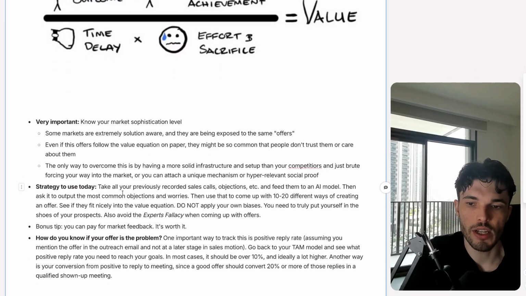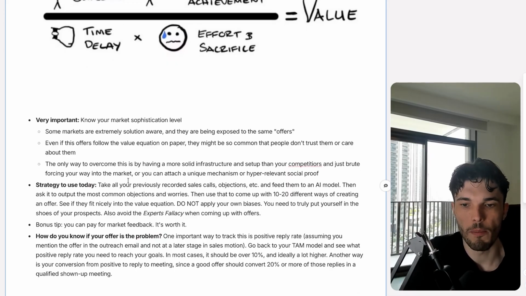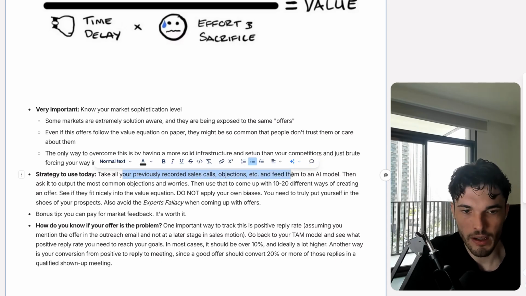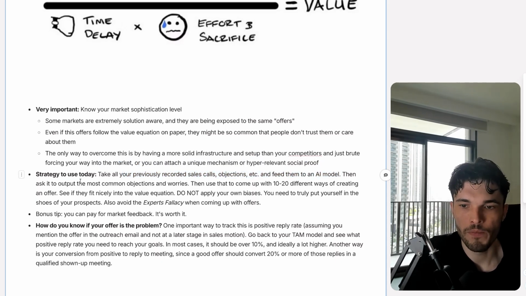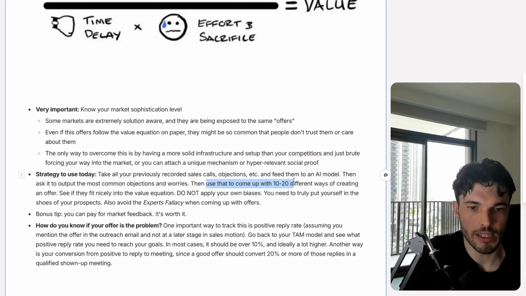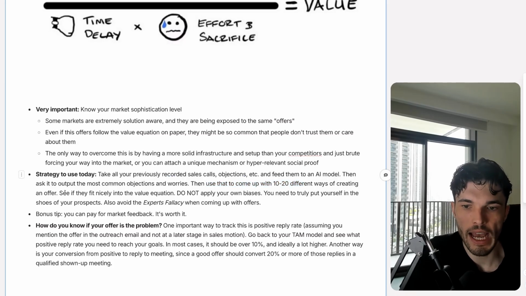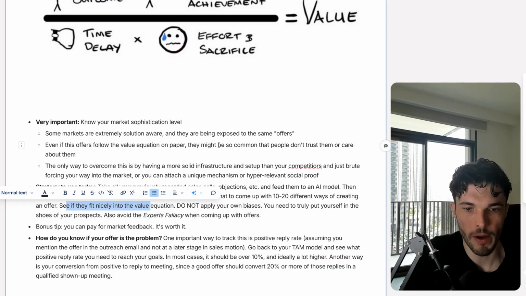So this is the strategy I would use today if I were you. Basically take all your previously recorded sales calls, objections, and everything, and feed it to an AI model and then ask it to output the most common objections and worries that your prospects have. Then use that to come up with 10 to 20 different ways of creating your offer and see if they fit nicely into the value equation above.